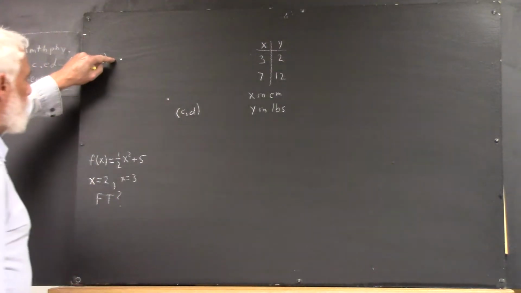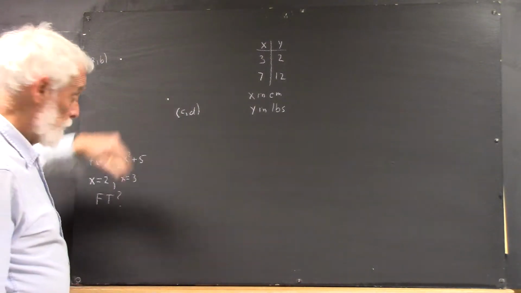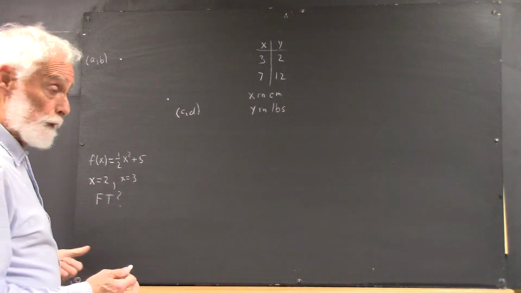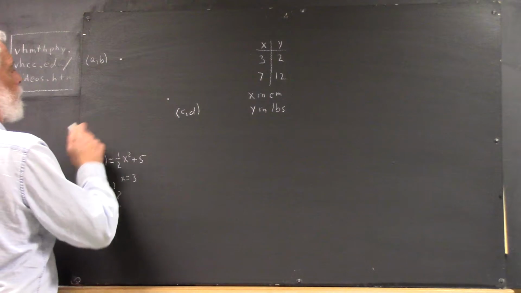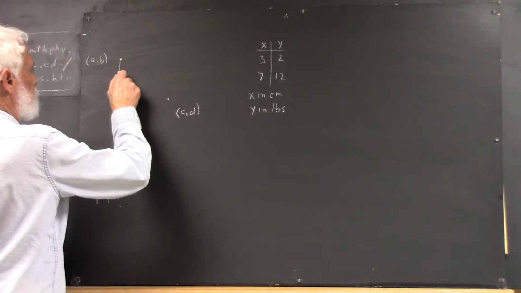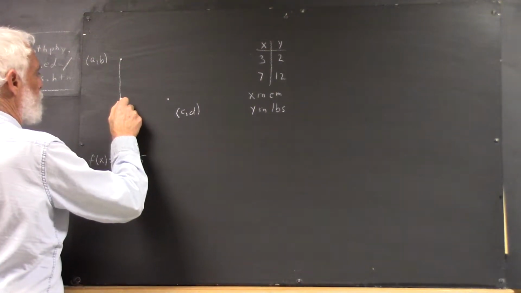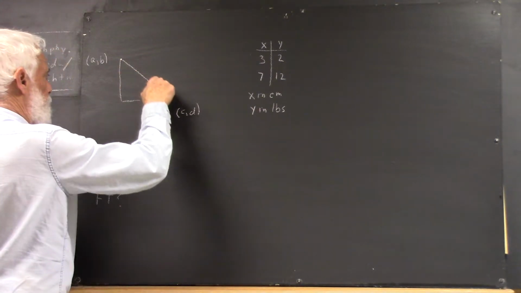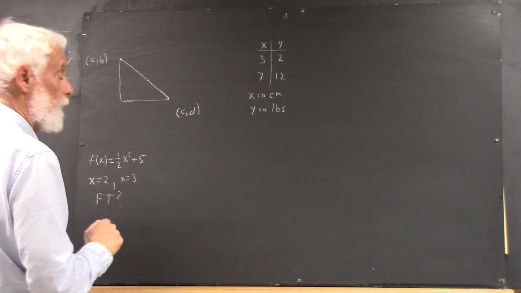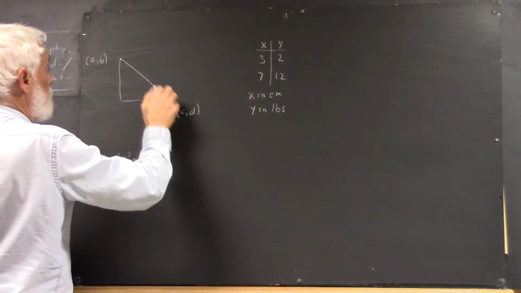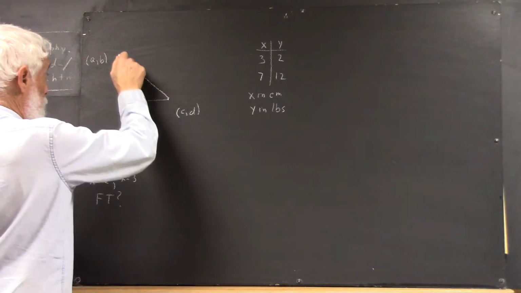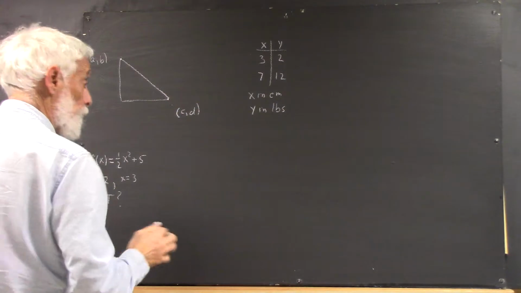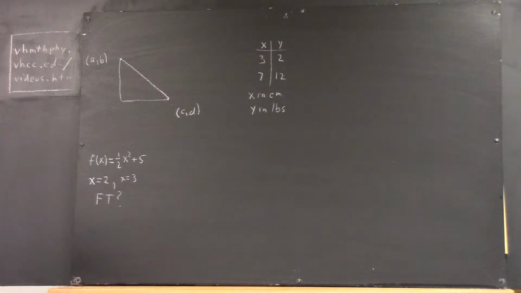Okay, for given points A, B, and C, D on a graph, the fundamental triangle is the triangle with vertical and horizontal sides and vertices at the 2 points. Now we could have drawn it up here too. We would have had a horizontal and a vertical side, and the vertices still would have been here. Doesn't matter which side we draw it.